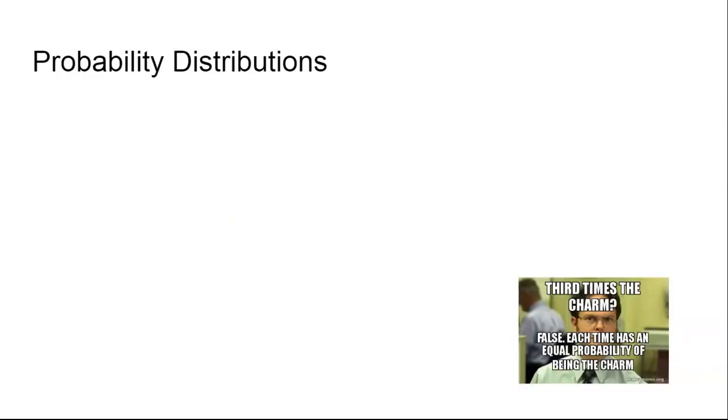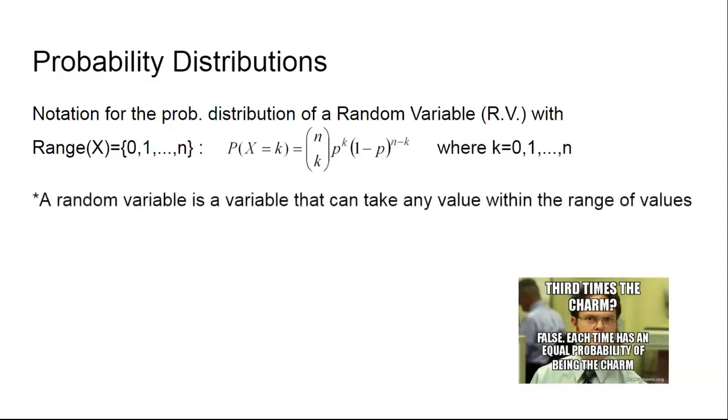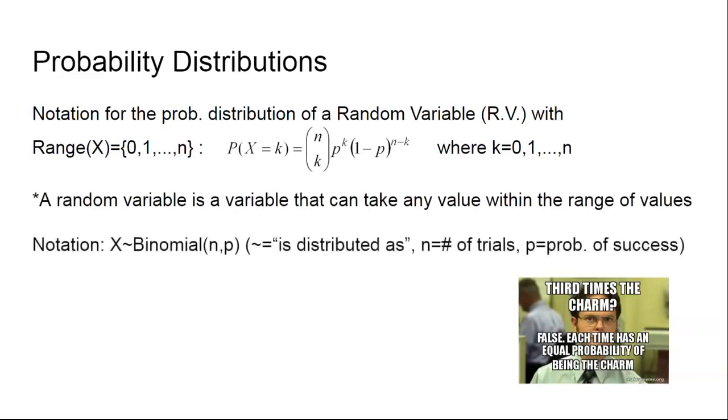The notation for the probability distribution of a random variable, RV, with the range from 0 to n and k equals 0 to n is as follows. Note that a random variable is a variable that can take any value within the range of values. The notation for a binomial distribution is as follows. There are also other distributions such as geometric and uniform distributions, but the binomial distribution is our primary focus.